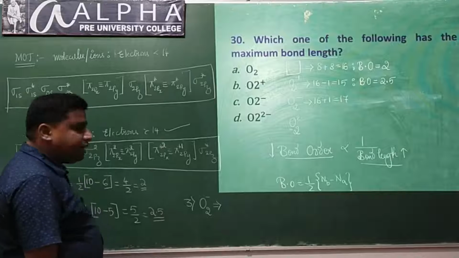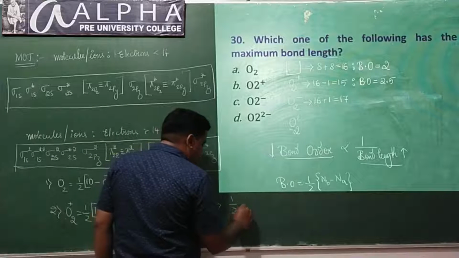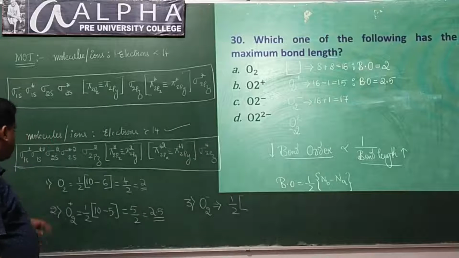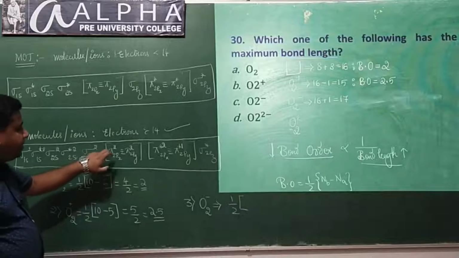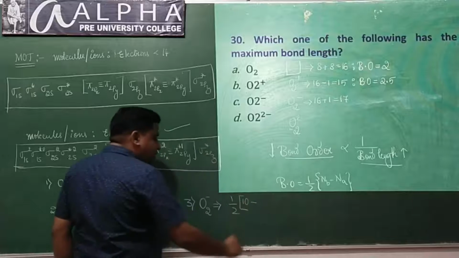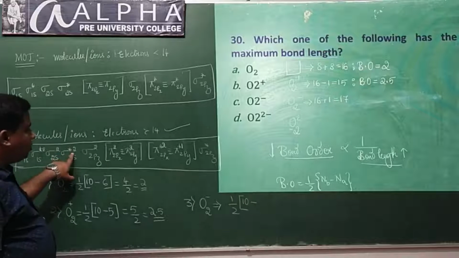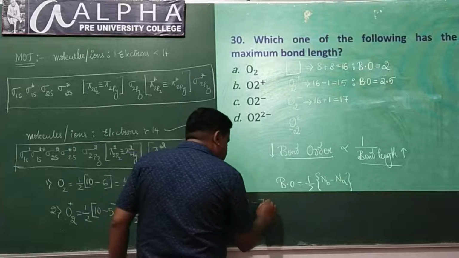Shall we calculate the bond order now? The bond order is half of number of bonding electrons minus anti-bonding electrons. Count the number of bonding electrons: 2, 4, 6, 8, 10. Number of anti-bonding electrons: 2, 4, 6, 7. So 10 minus 7.